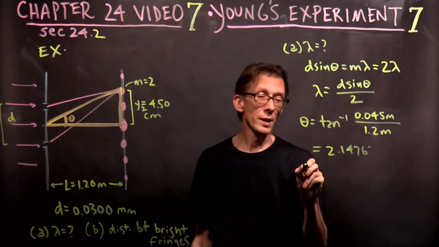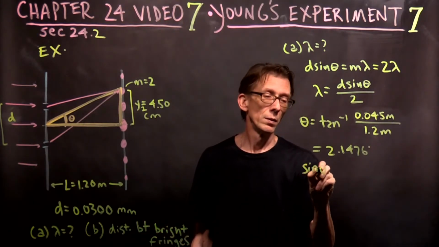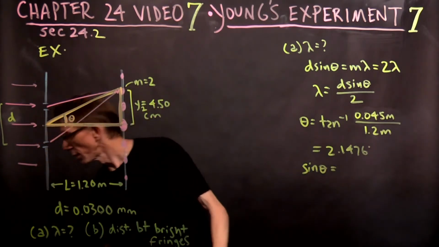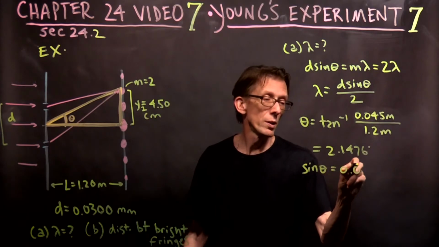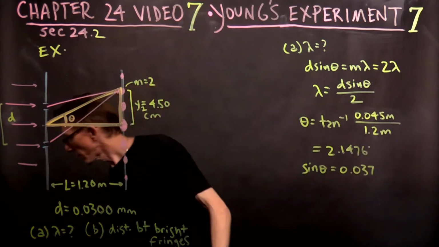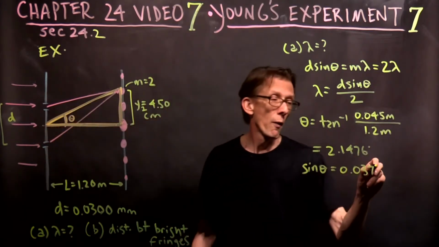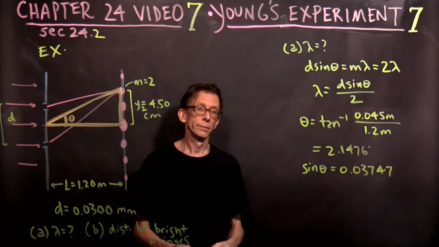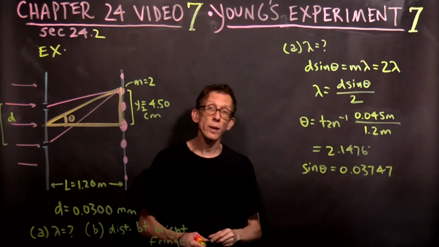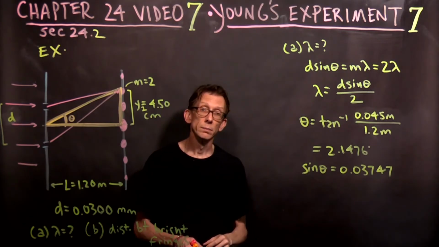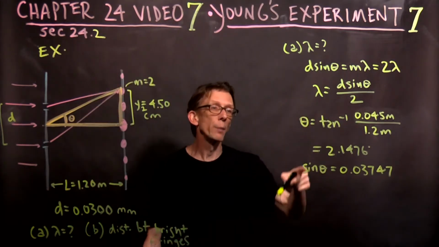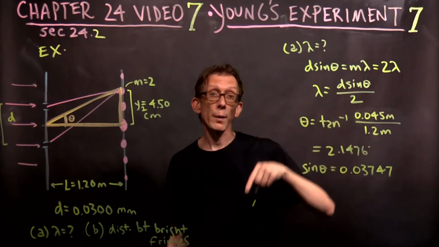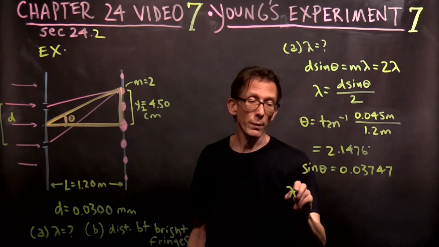Now we can find sine of theta. You find sine of theta, and you get 0.03747. Okay. Why did we need sine of theta? Because we're looking for lambda. And to find lambda, we have to know what sine theta is. So lambda now we can solve for.